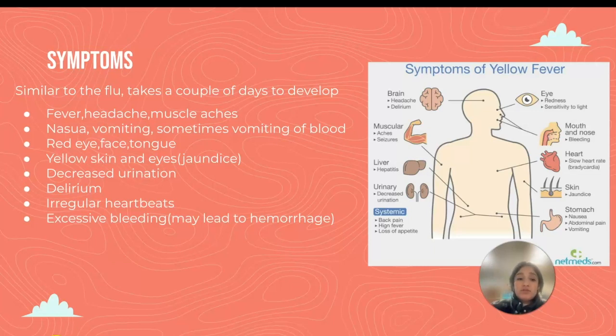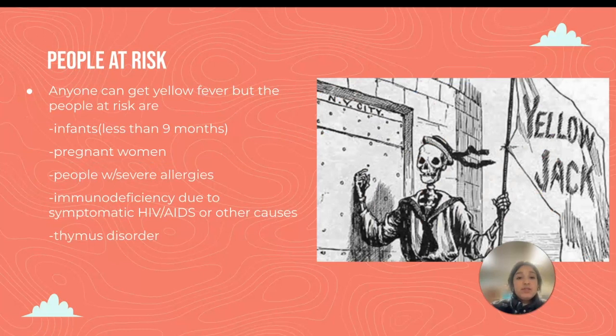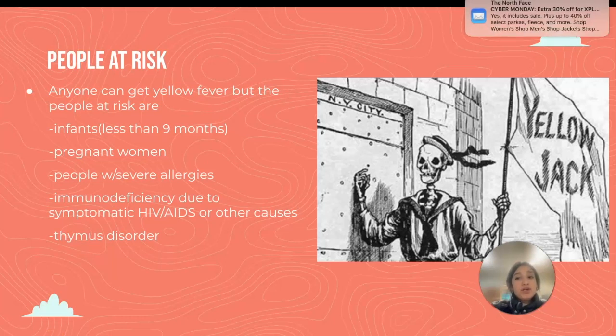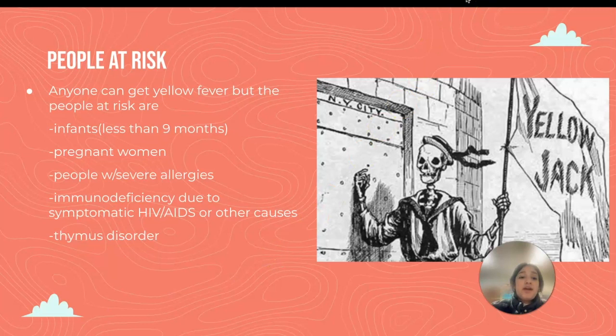immune systems are different. So the people at risk of this disease are infants less than 9 months, pregnant women, people with allergy, immunodeficiency due to symptomatic HIV or AIDS or other causes, and thymus disorder. Obviously, anyone can get yellow fever, but these people are more prone. People old in age, above the age of 70, are also more prone to this because their immune systems are not as good as others.